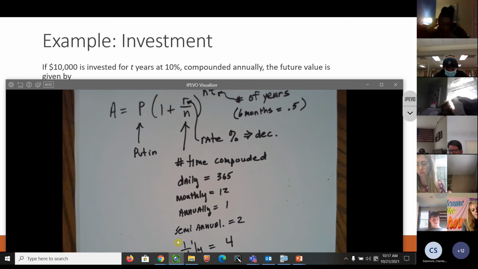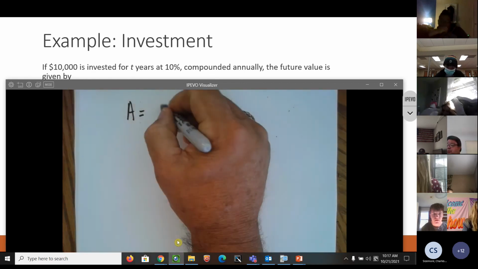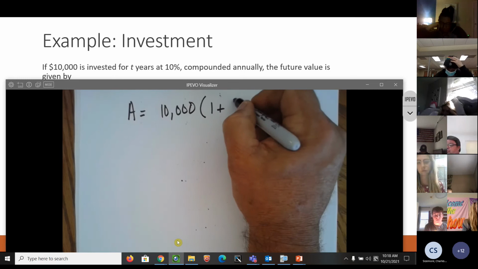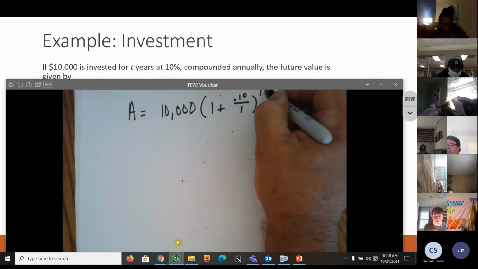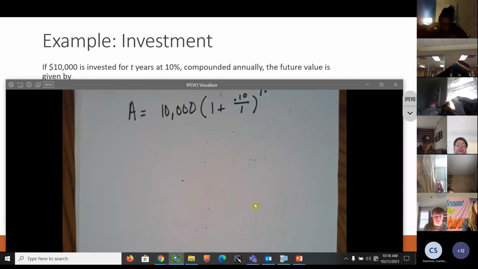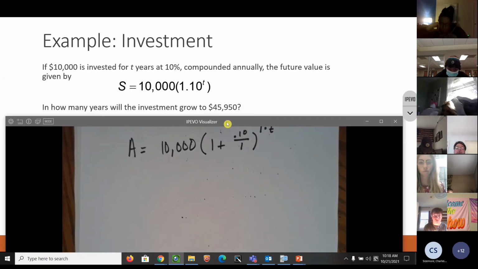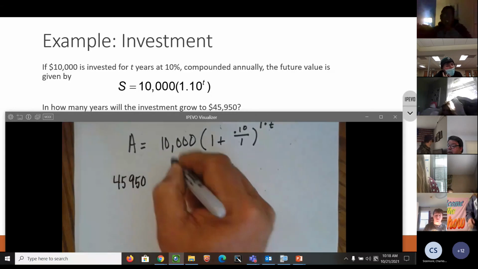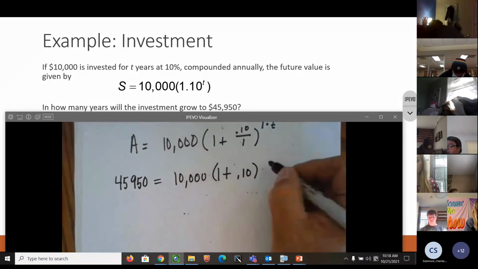Now, it says if $10,000 is invested, I'm going to go to the next page here. So A is equal to 10,000 times parentheses 1 plus 0.10 divided by 1, compounded annually, to the 1 times t. And they give you one more thing. They say, how many years will it take the investment to grow to 45,950? So 45,950 is equal to 10,000 times 1 plus 0.10 to the t power.